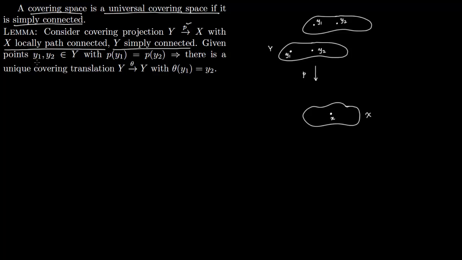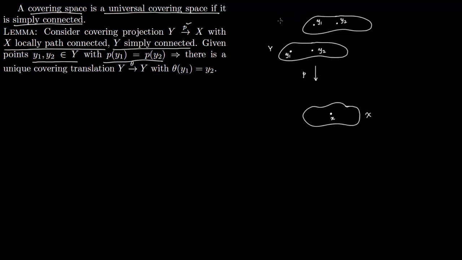Say you're given two points y1 and y2 in Y. So this is space X. There are two points y1 and y2 in Y. You have the standard covering projection, and both these points get mapped to the same point here. So the projection of y1 is the same as the projection of y2. Now if this is true, then there is a unique covering translation.